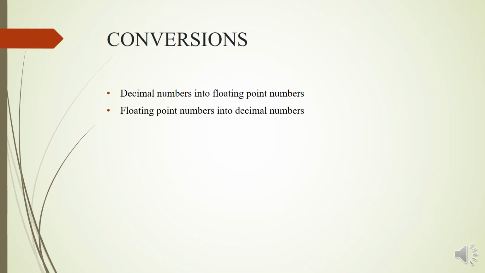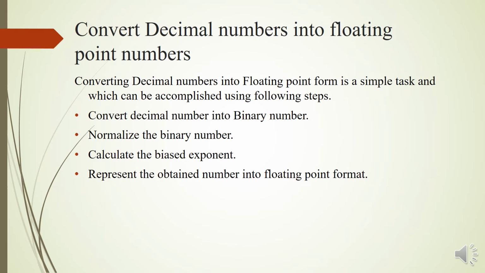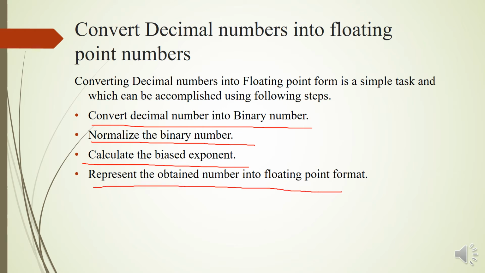Now we'll analyze how to convert a decimal number into a floating point number and a floating point number into a decimal number. Convert decimal number into floating point number. To convert the given decimal number into floating point form, we need to follow these steps. Convert the decimal number into a binary number. Normalize the binary number. Calculate the biased exponent. Represent the obtained binary number in floating point format.